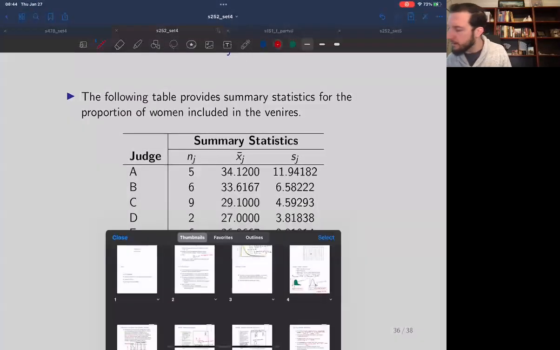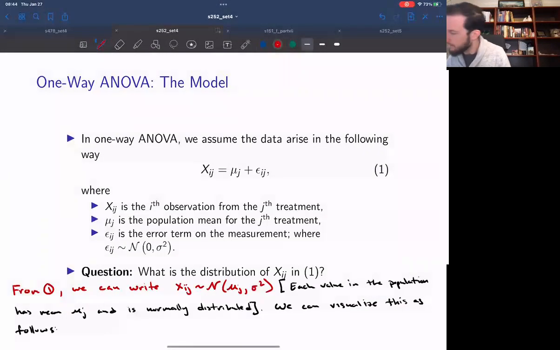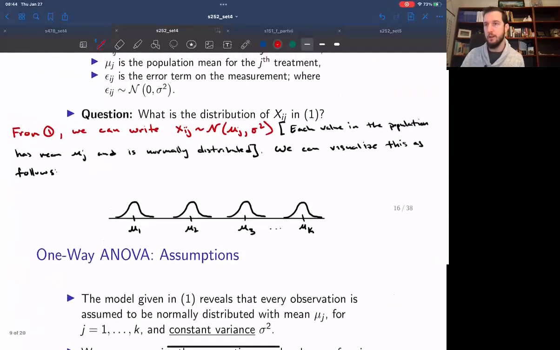That is on slide 16 of lecture set 4. Okay. So this effectively illustrates the last 2 assumptions, which are the normality and constant variance assumptions.